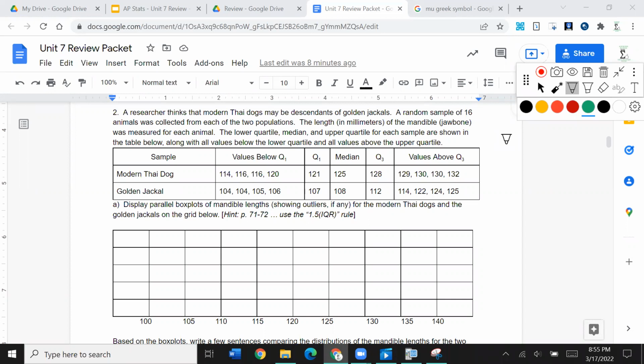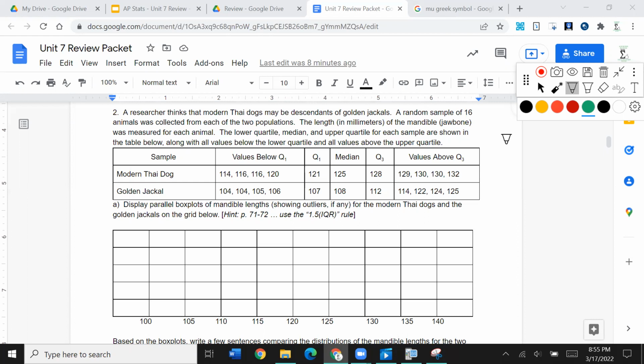Letter A says display parallel box plots of mandible lengths showing outliers, if any, for the modern Thai dogs and the golden jackals on the grid below. This is Unit 1 stuff, so good little review here. Well, let's start with what we have. We have the Q1, median, and Q3.